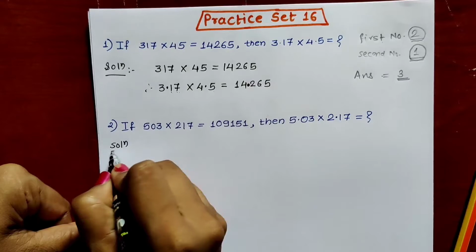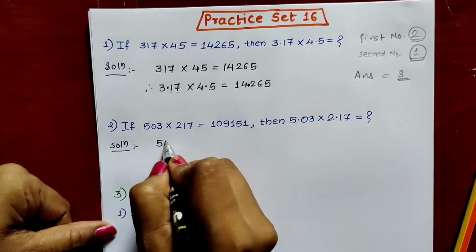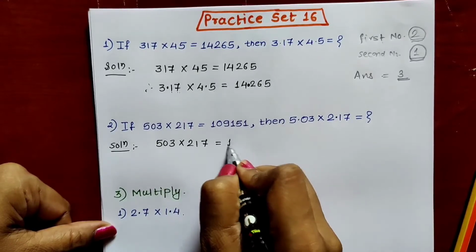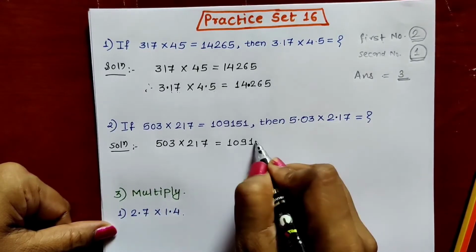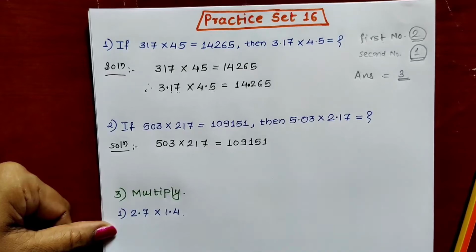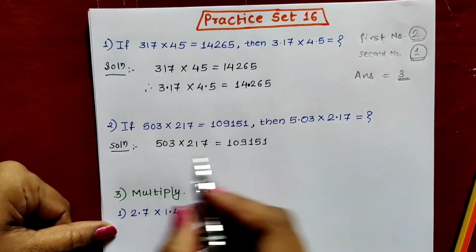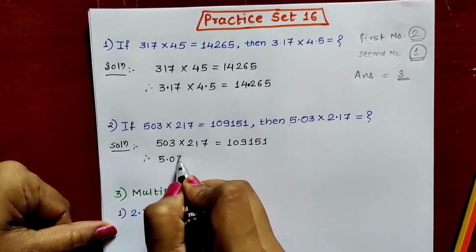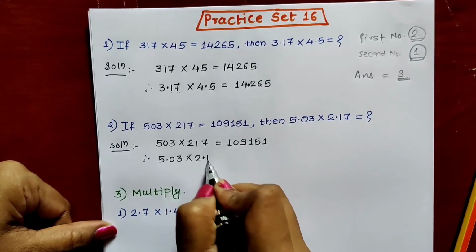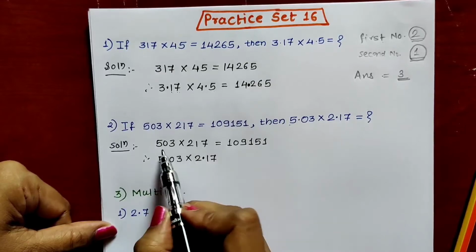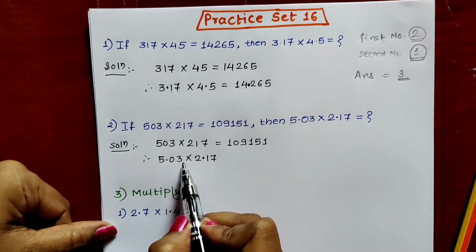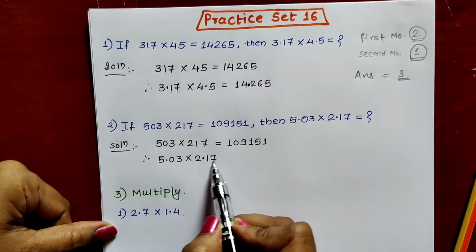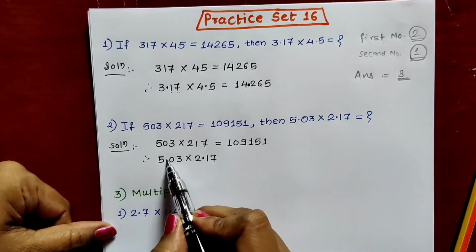Same method we will be applying. 503 multiplied by 217. Answer is given 109151. Okay, this answer is given to us. So we have to find the answer of this multiplication. 5.03 multiplied by 2.17. Again you can see all the digits are same. 503 is there, here also 503 is there. In second number 217 are there, in the second number 217 are there, but here the decimal points are there.